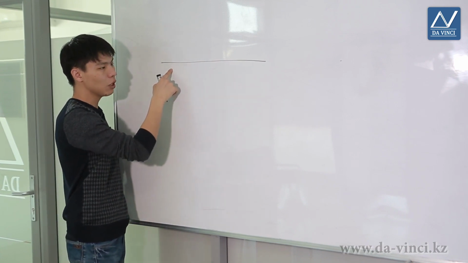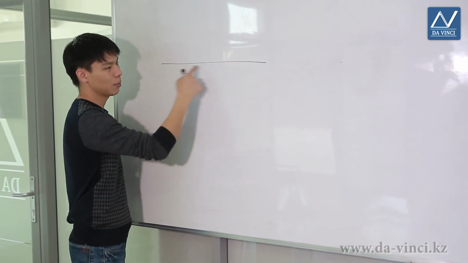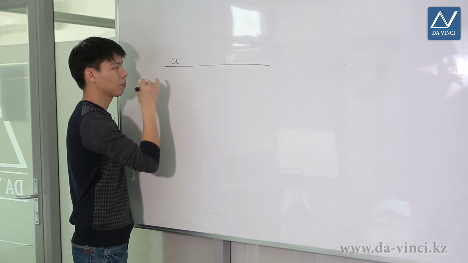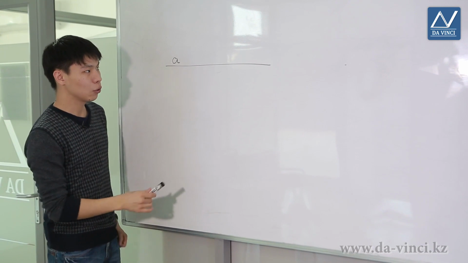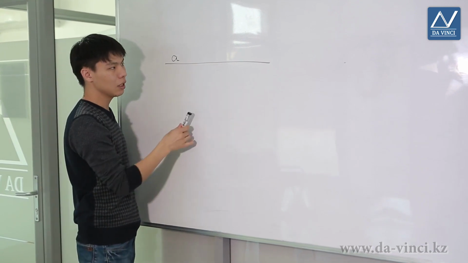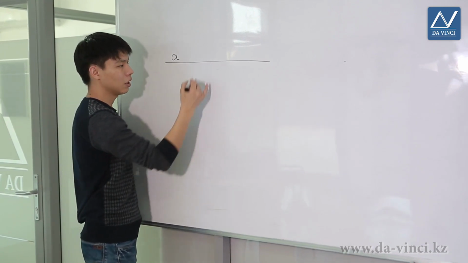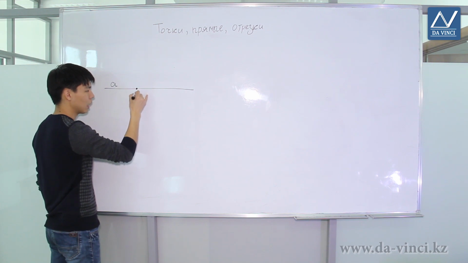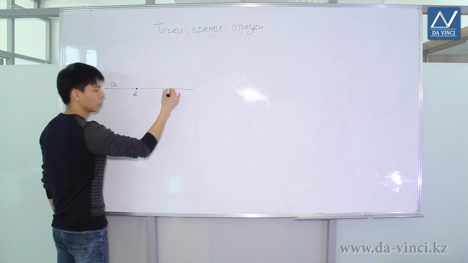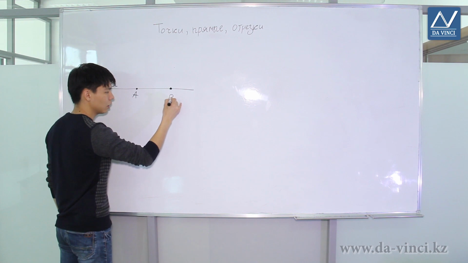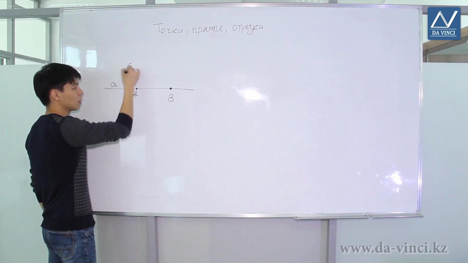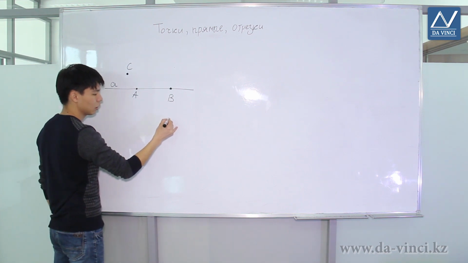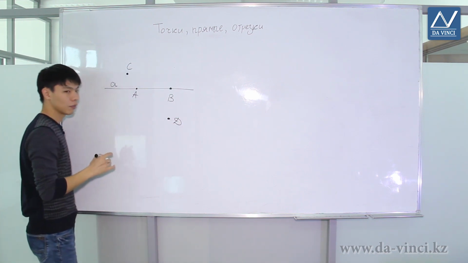A straight line is denoted by a small Latin letter, for example, this line a. No matter how straight the line is, we can mark the points that lie on this line and the points that do not lie on this line. For example, point A is positioned on line a. Likewise, point B is situated on line a. Both points lie on the same line, namely line a. Point C is not located on line a, and let's assume that point D is also not located on line a.